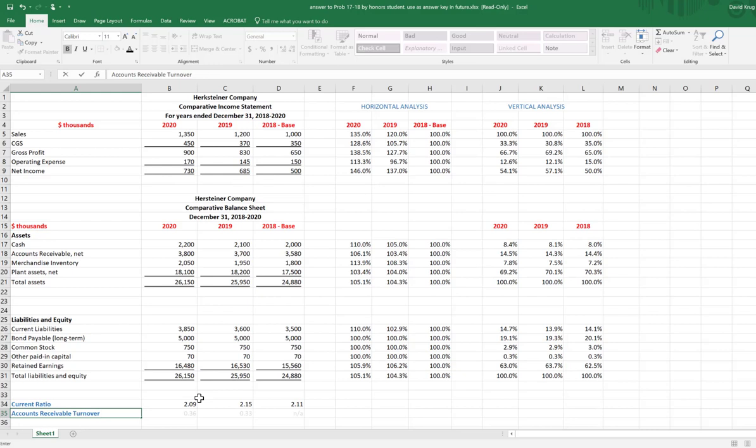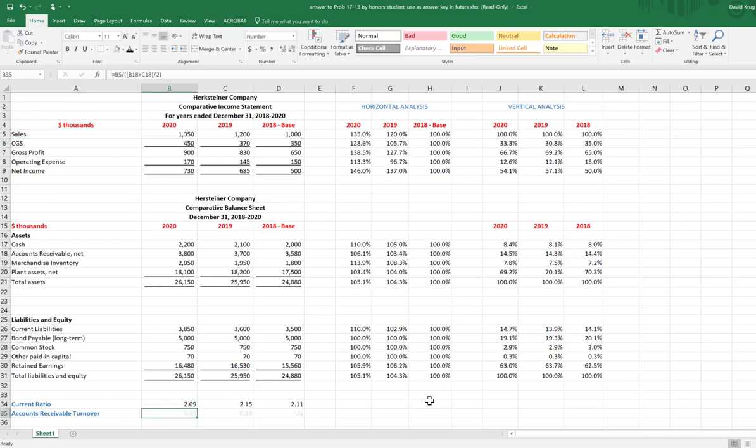Now, if you look in your book at your PowerPoints, the way you compute AR turnover, or accounts receivable turnover, is you take sales or net sales. I mean, you take net sales if you have it, but we just have sales here, so that's what we'll use, divided by average accounts receivable. Okay, now you need to pay attention here. This is the last thing we're going to do. Let's take a look at this formula.